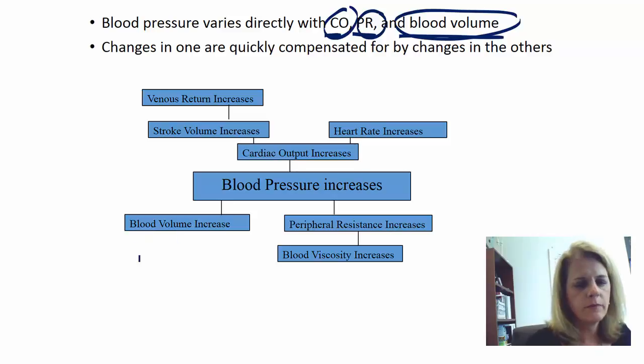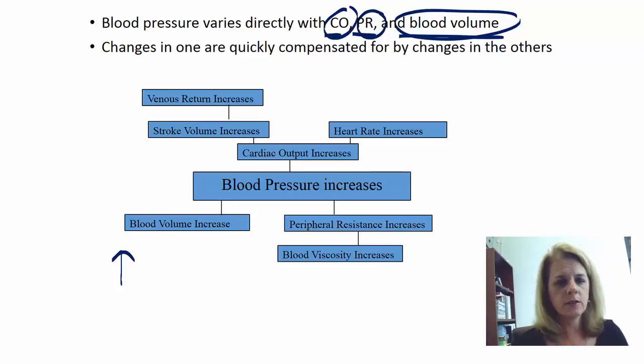So let's give a couple of examples. Let's say our blood volume is increasing, all right? So we have had a lot of fluids. It's a lot of fluid that's going into our blood.